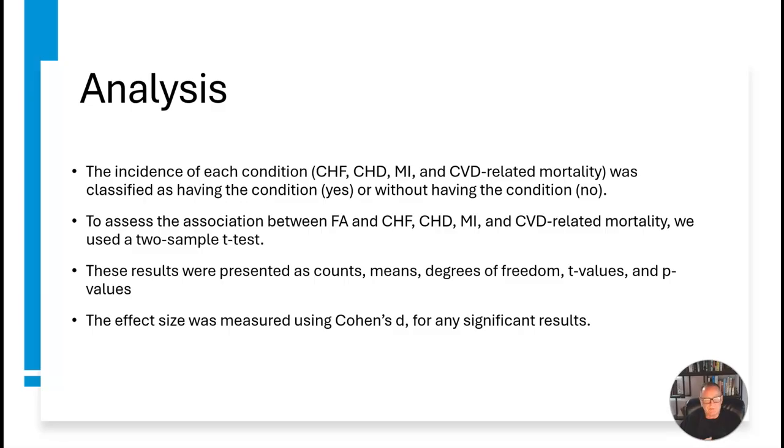So to do the analysis, we took the incidence of each of the conditions, as I said before, that was either yes or no to create the two groups, and then to assess the association between the fatty acids and these markers, we used a two-sample t-test. And these results were reported as counts, means, degrees of freedom, t-value, and p-value. And then any of the results that gave us significant results, we went and did the Cohen's d to measure the effect size.